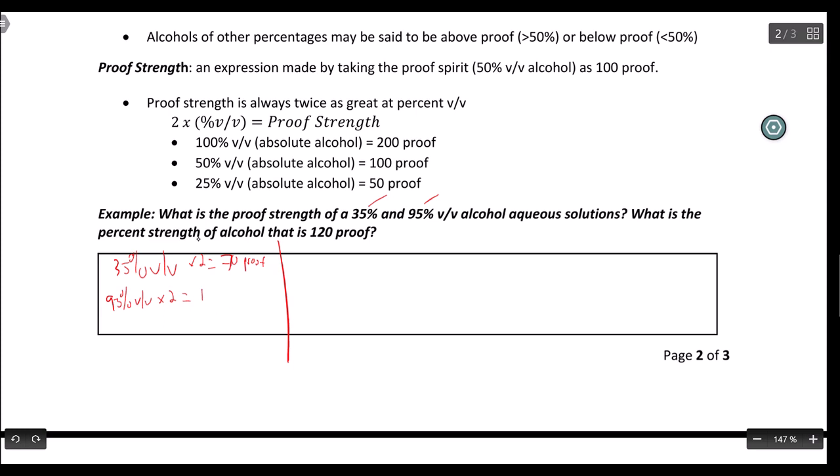I can go the other way. It says, what is the percent strength if I have a 120 proof? So if I have 120 proof alcohol, if I divide this by 2, I'm going to get a 60, which is 60% volume in volume. So that's the difference between proof strength and volume concentrations of alcohol, going back and forth. Proof strength is double the concentration.